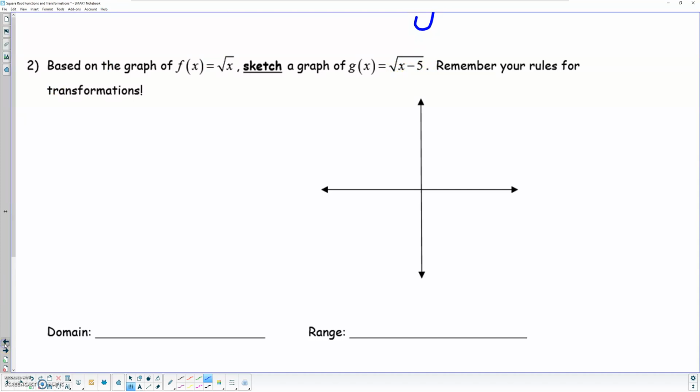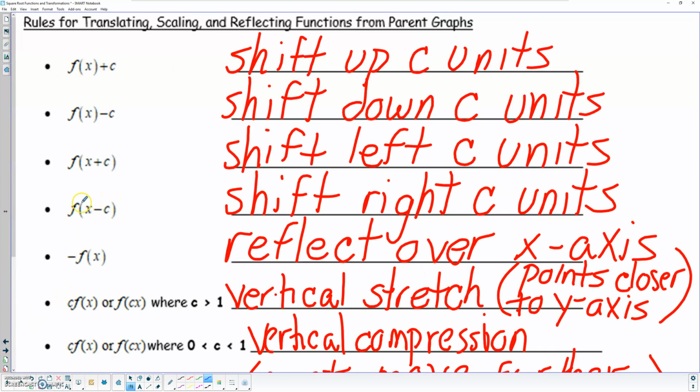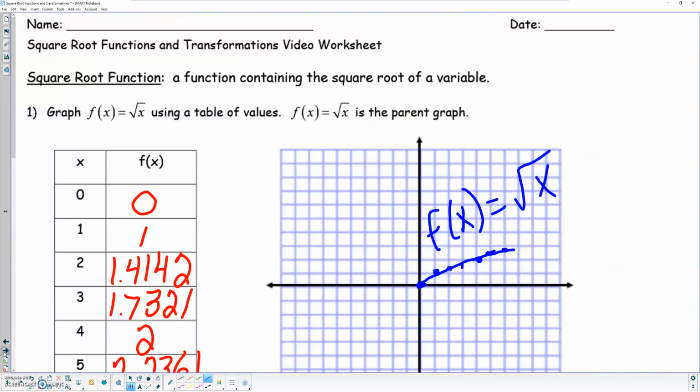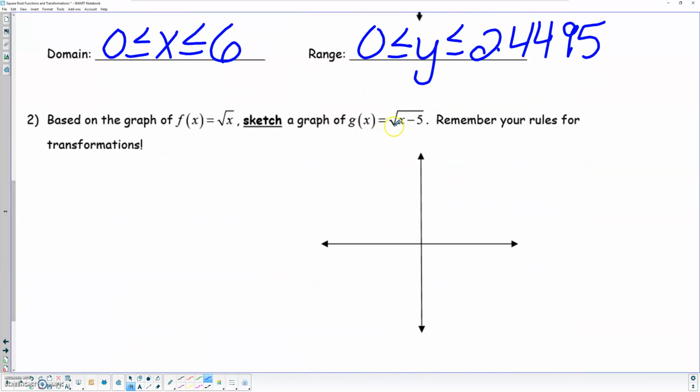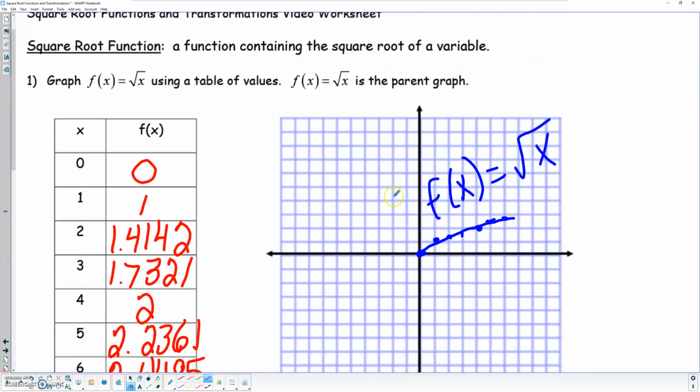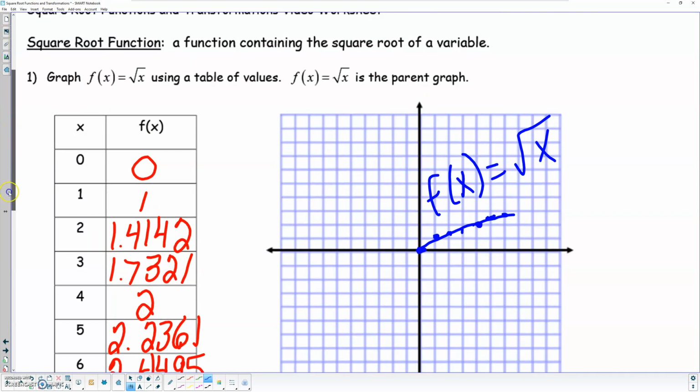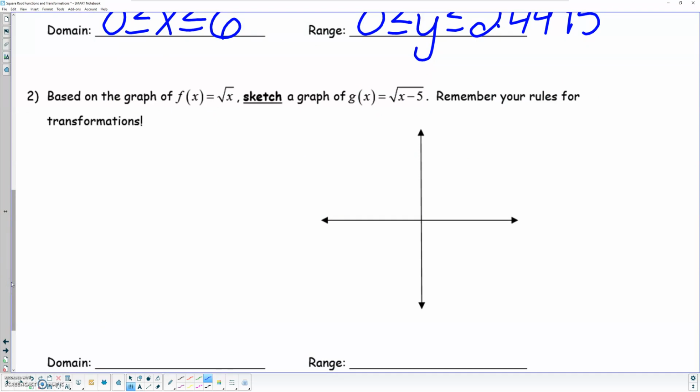So if I go back to my rules, when I subtract a number inside the function's argument, that means we're shifting to the right. So in this example, we want to shift to the right 5 units. So we're going to take this graph up here, and we're going to move it 5 units to the right. So this is going to be a shift right 5.